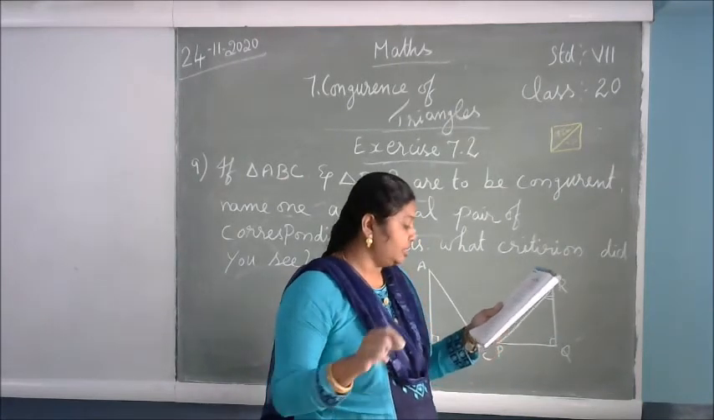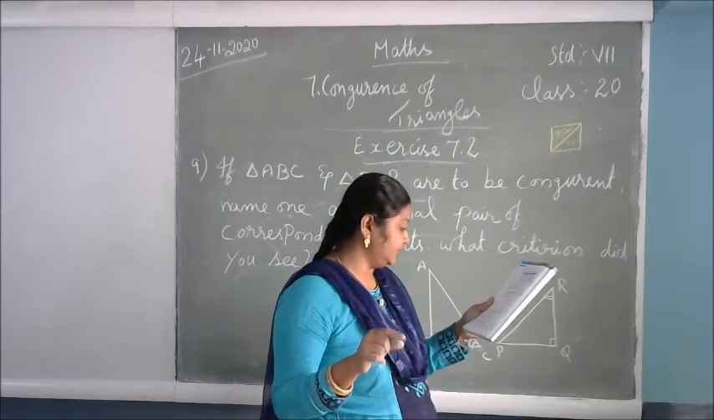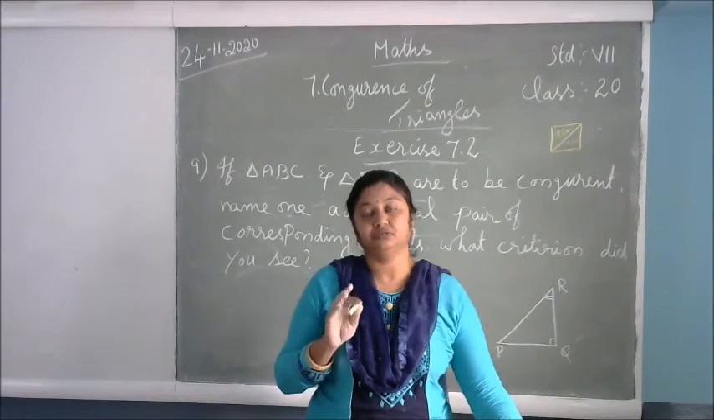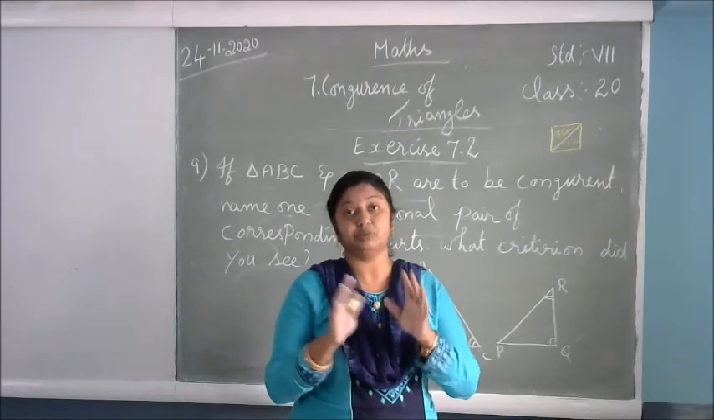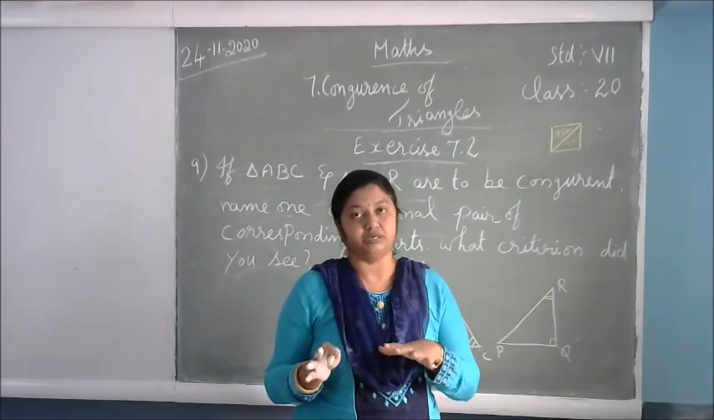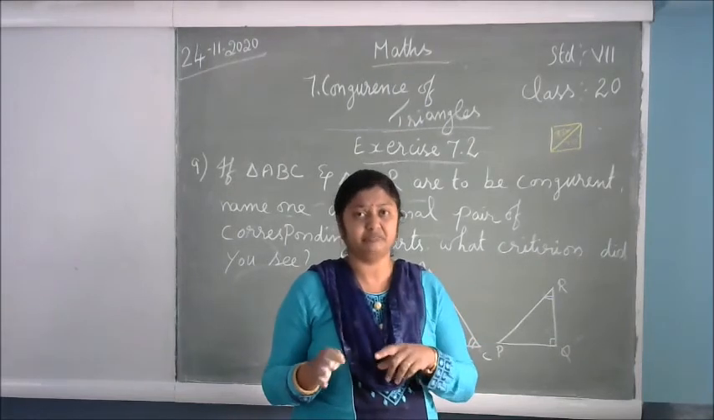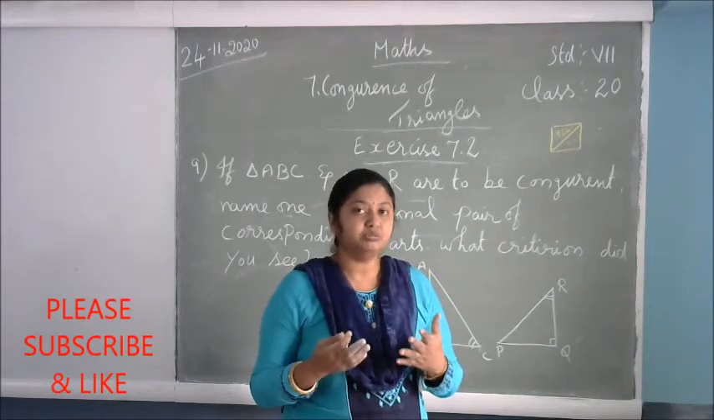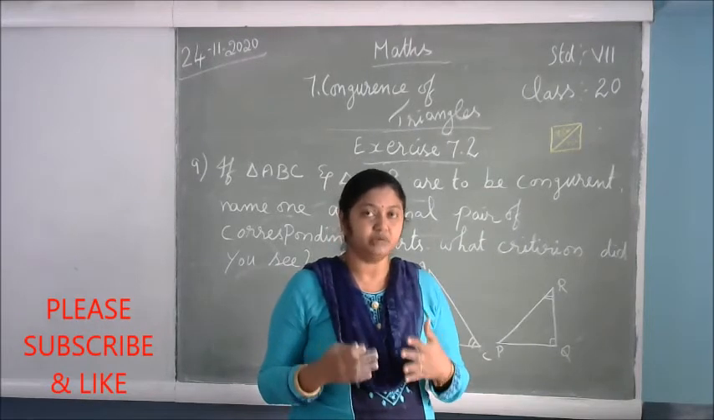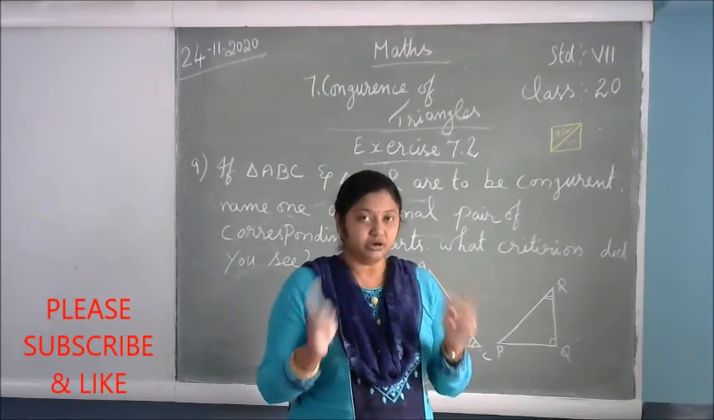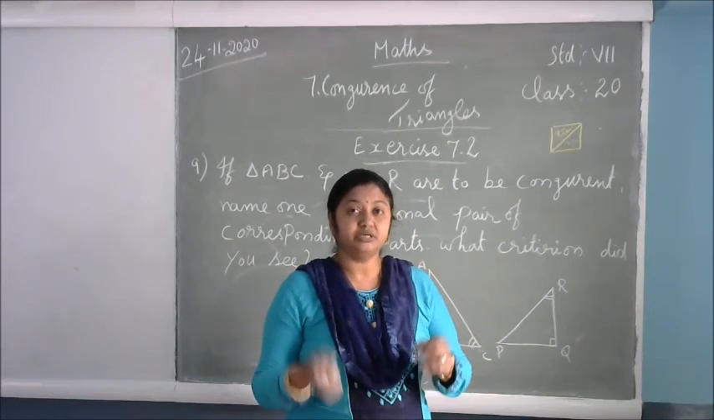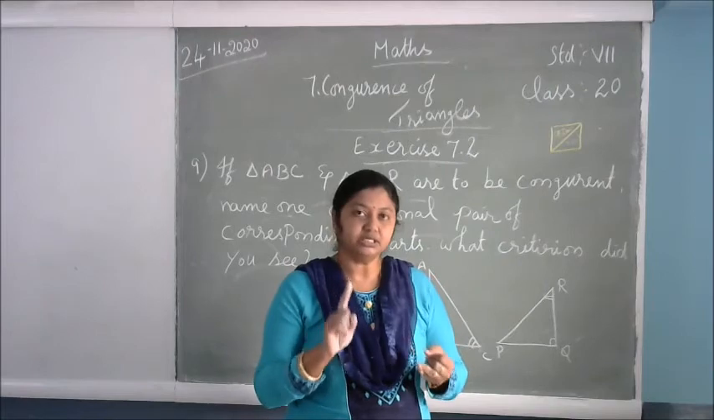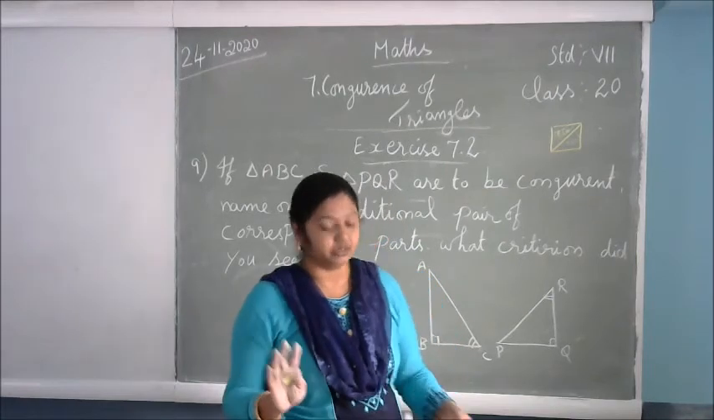Draw a rough sketch of two triangles that have five sides equal. I already taught you that in two triangles, six parts will be equal. Five sides are equal, one is different. Like that, you have to draw. If it is possible, draw and see. Actually, it is not possible. If you are given three sides equal, that is definitely congruent triangles only.